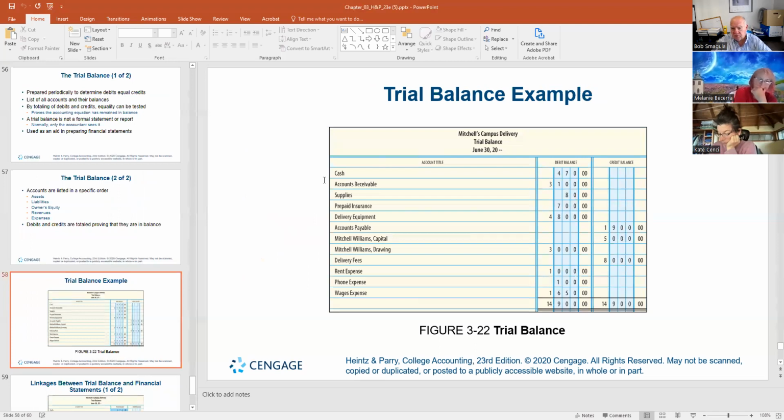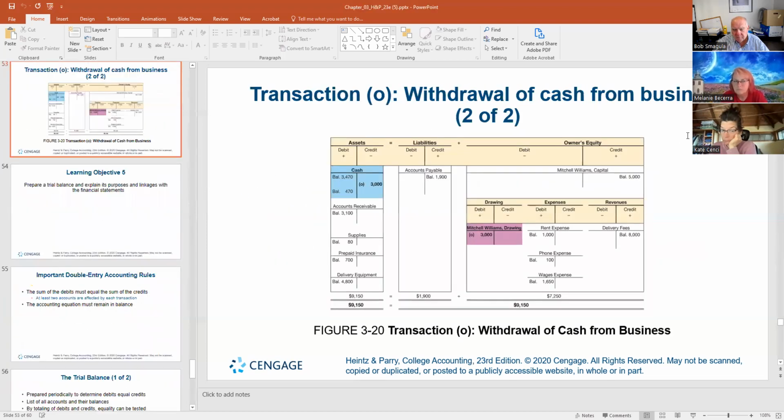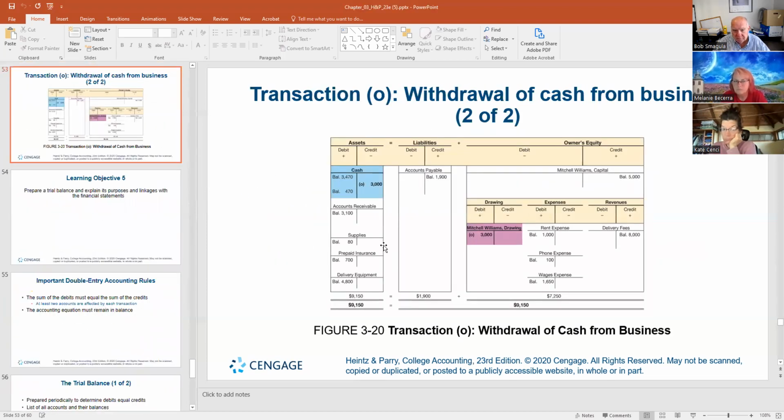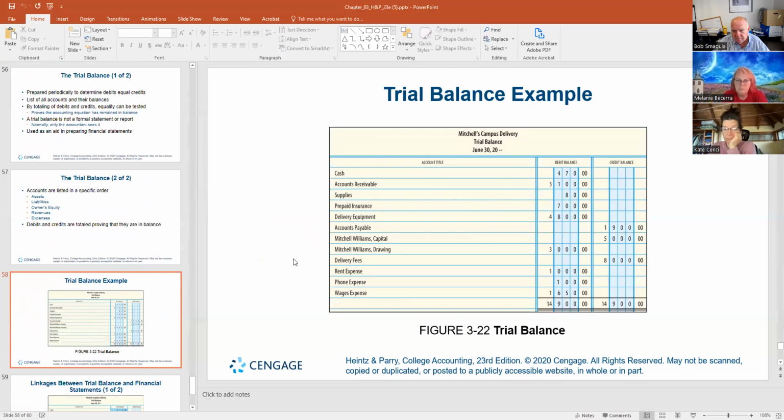And here it is. Here's our trial balance. Cash, 470. Accounts receivable, 3,100. Supplies, 80. 700 for prepaid insurance. Where did we get these numbers? We got them right from the general ledger. There's the 470, 3,100, 80, 700, 4,800. So we picked up the balances right from the general ledger.